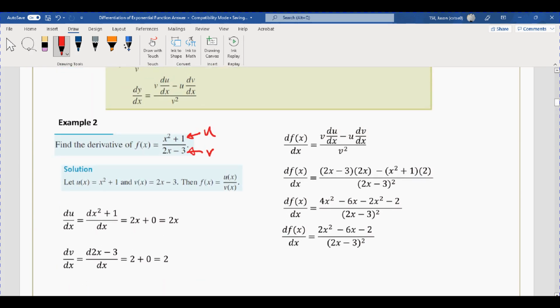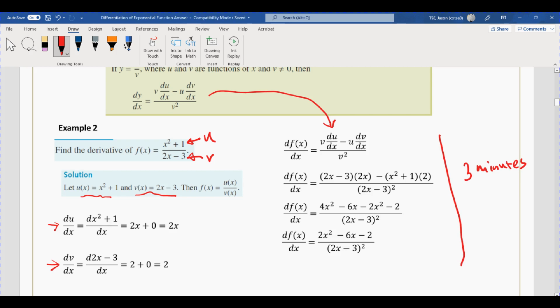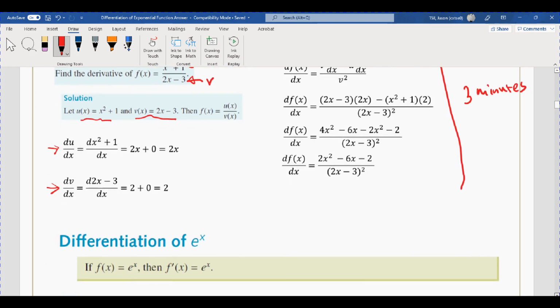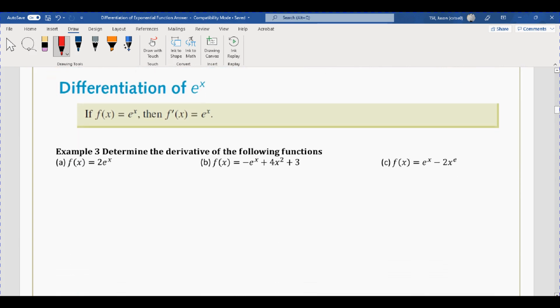And all you want to do is try to apply the rule, but this rule is a little bit more complicated, so you might want to do it separately, like finding du/dx and then dv/dx. Of course, you have to identify what u is and what v is. And then you use the rule. The rule is over here, and you try to do it again. 3 minutes. Try to recall if you can. After you've done all this, that should be around 10 minutes or maybe shorter.